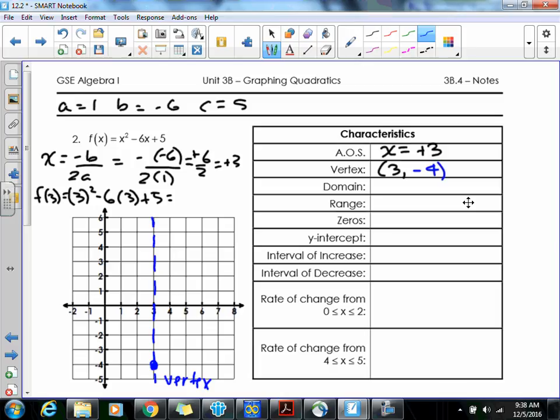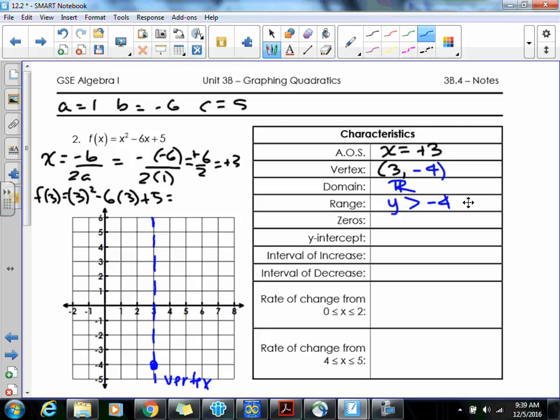So I need to find some more points. Incidentally, what's the domain? It's always going to be the same thing: all real numbers. And the range always starts with what letter? x or y? It's going to be y. Because it opens upward, it's going to be greater than the y coordinate of the vertex. Some of you need to write a note to yourself, maybe draw an arrow: the range always comes from the y coordinate of the vertex.